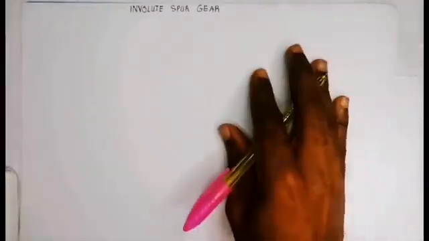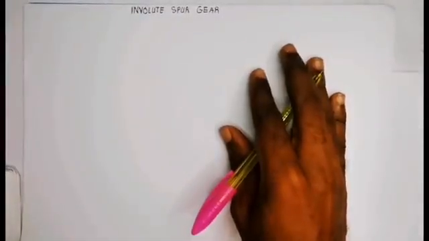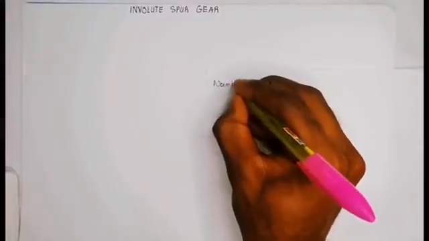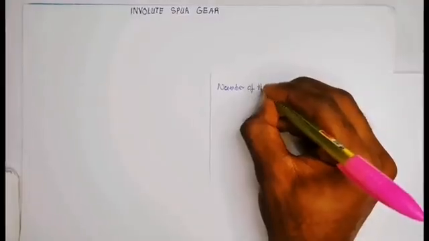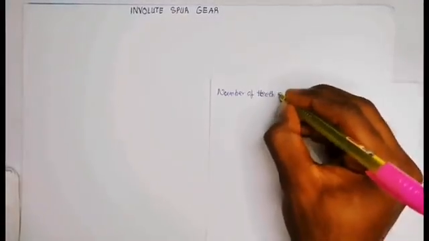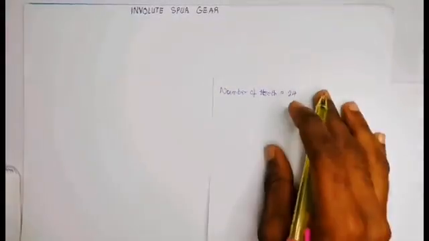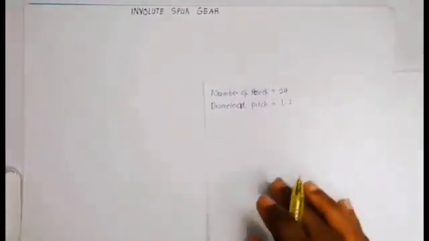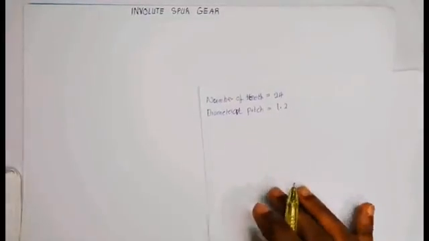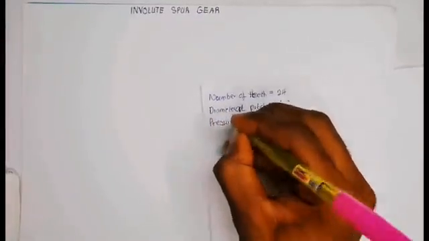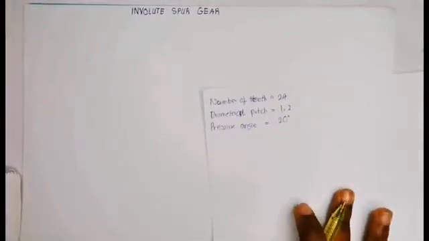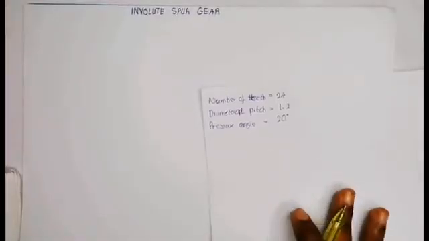The question says, draw a profile of an involute teeth of a gear having 24 teeth. So number of teeth equal to 24, and dp, which is diametral pitch, which is given to us as 1.2, and a pressure angle of 20 degrees. So we are going to be calculating for the rest of our parameters, which we'll be using to draw.